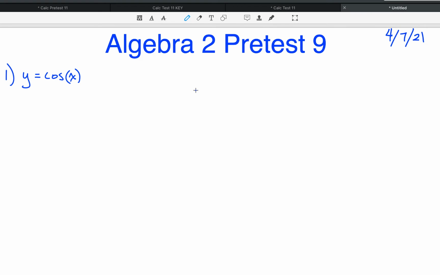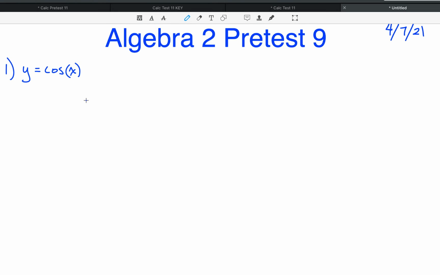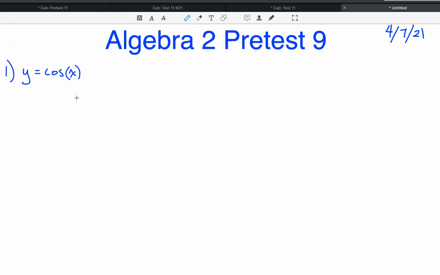All right, this is Algebra 2. We're going over Pretest 9. I'm going to go ahead and write the problems here. Here we go. There were 10 questions, right? The 10th question was a bunch of questions, though, so maybe you'll consider this more.